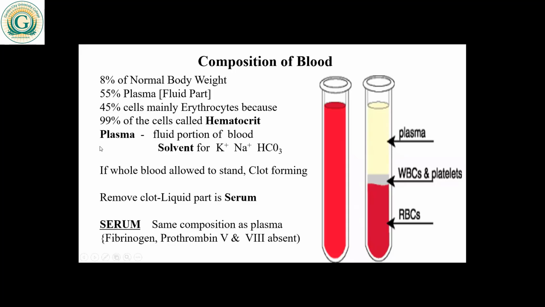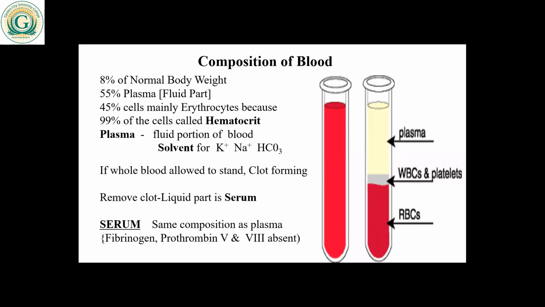Then the plasma is the fluid portion of the blood, and it's a solvent for electrolytes. We also have proteins in there. We have hormones in there. We have other components, nutrients and waste, and all these are found in the plasma, the fluid part.